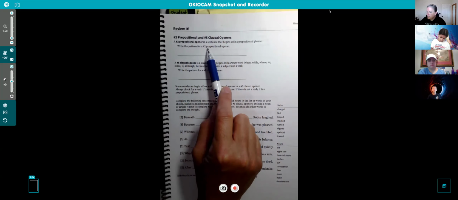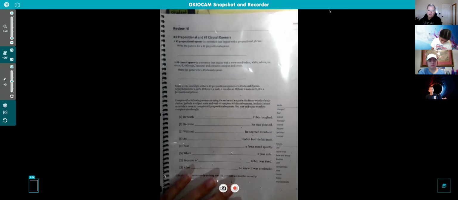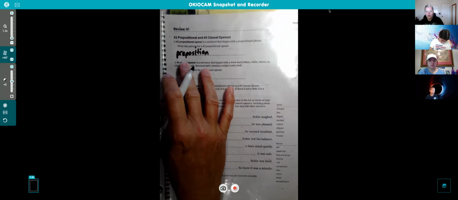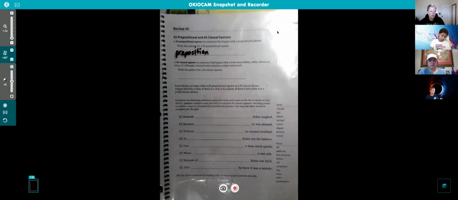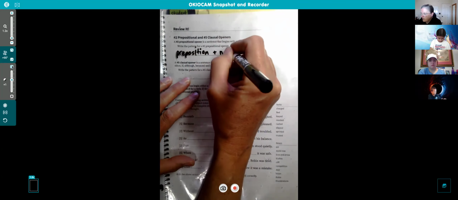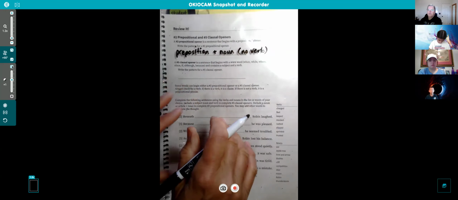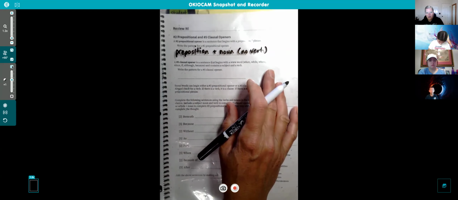Write the pattern for a number 2 prepositional opener. So there is a pattern that it follows. And it has to start with a preposition. So we're going to write preposition. This is a number 2 opener. You guys use this in your writing already, but it has to start with a preposition. And then it has a noun. So we're going to do plus noun. But then in parentheses, I want you to put no verb. Like that. Because in a prepositional phrase, there are no verbs there.